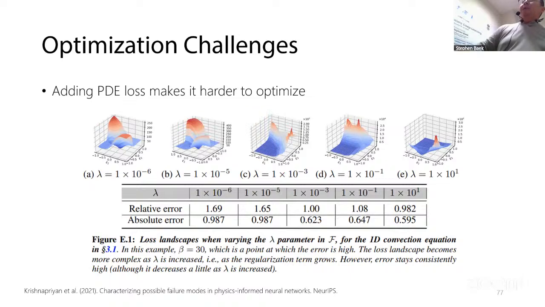So here's some comparison. Sorry. Here's the comparison of the error of training of the prediction for a 1D convection problem. And here, the lambda is the physical parameter. So obviously, the physical parameter also determines the landscape of the loss function.